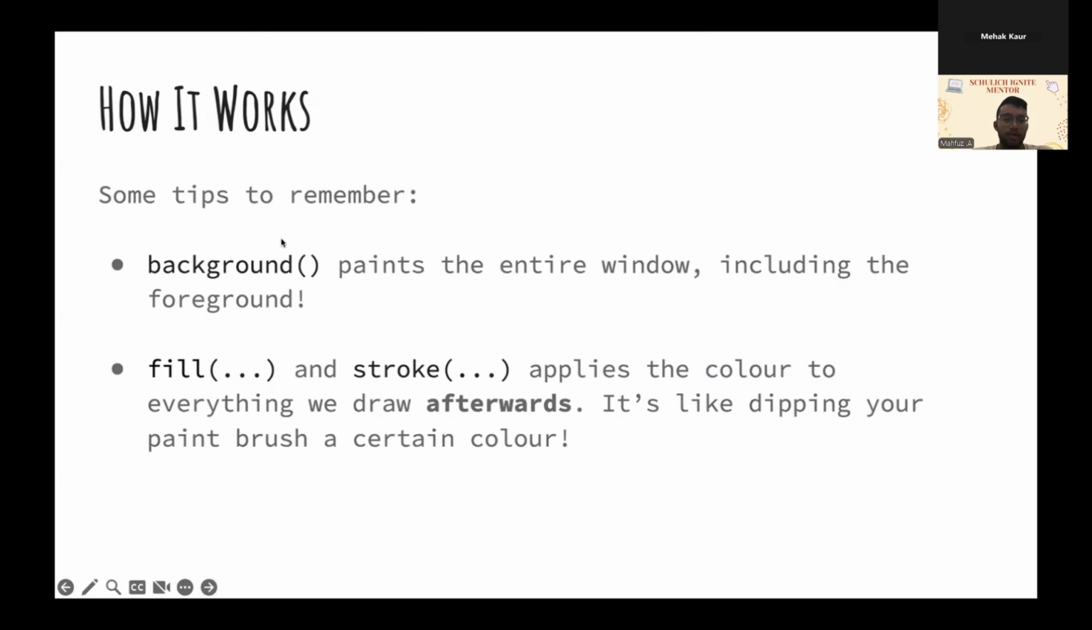Okay, some tips to remember: background paints the entire window, including the foreground. Fill and stroke apply the color to everything we draw afterwards. It's like dipping your paintbrush in a certain color. So use background for the whole window and use fill and stroke for specific objects inside of the window.